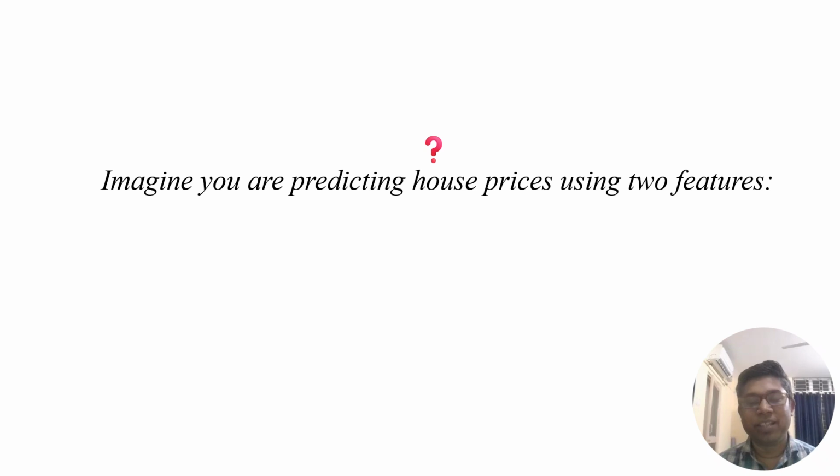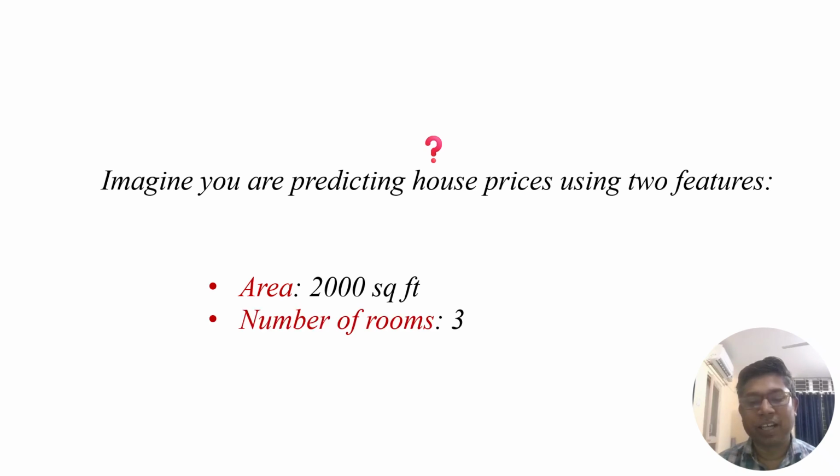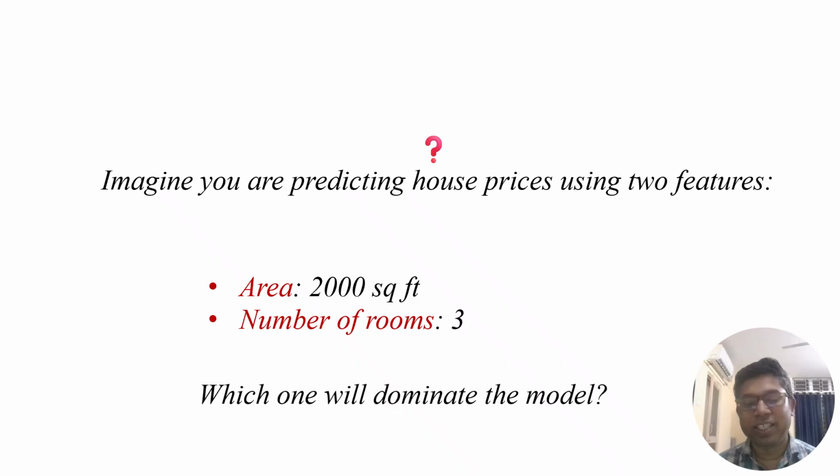So imagine you are predicting house prices and you use two features. One is say area, something like 2000 square feet, and the number of rooms, say 3. So now the question is, don't you think one of these features will dominate the model? So I keep this as a question, which one will dominate the model.